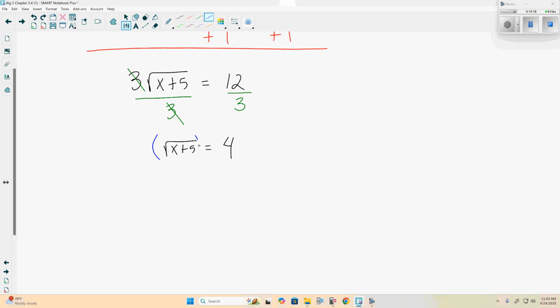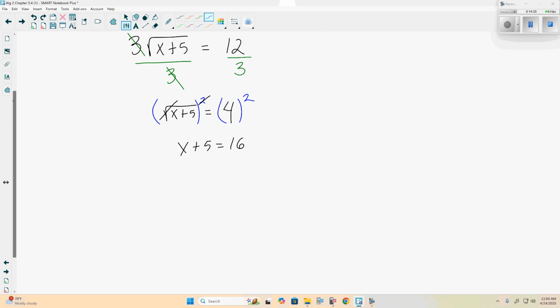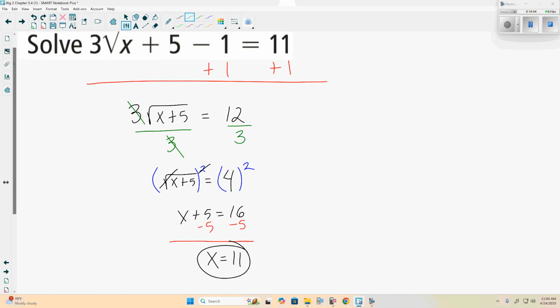Then we put both sides to the nth power. Our nth power, again, is going to be 2, because square root and a square will simplify each other out. Telling us x plus 5 equals 16. Subtract 5. Telling us x is equal to 11. That's it. Questions on this here?